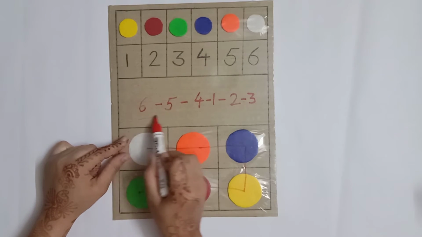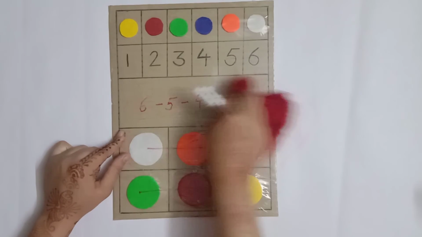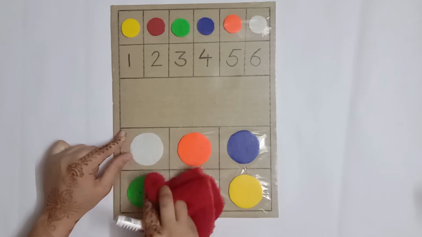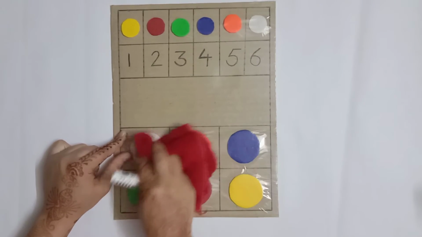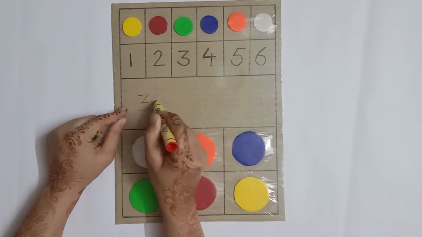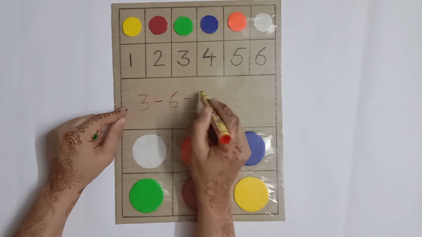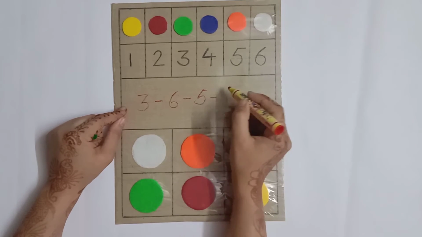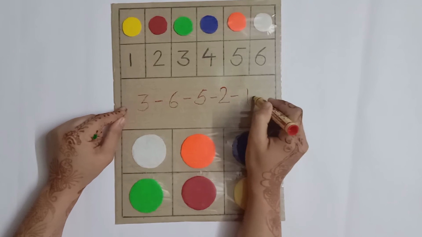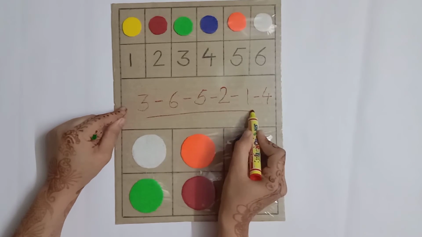We can write as many equations as we want here, and using a cloth we can easily rub it and use it again, right? So this is a beautiful activity to reuse again and again. So if I write another equation here, first 3, then it goes to 6, then it goes to 5, then it goes to 2, then the next one I will write here 1, and then 4, right? So the child has to go as per this equation.